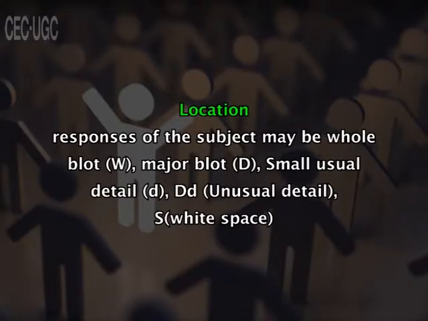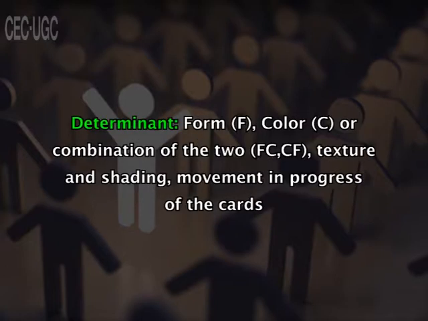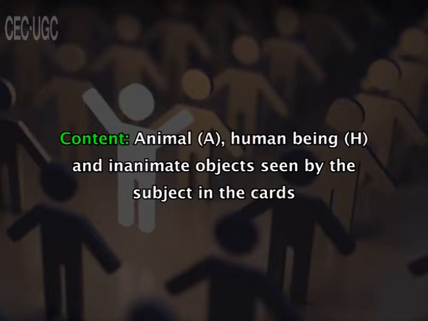Location. The responses of the subject may be whole blot, W; major detail, D; small usual detail, small d; DD, unusual detail; S, which is also called white space. Determinant. Form or F, color or C, or a combination of the two, FC or CF, texture and shading, movement in progress of the cards. Content. Animal or A, human being or H, and inanimate objects seen by the subject in the cards.